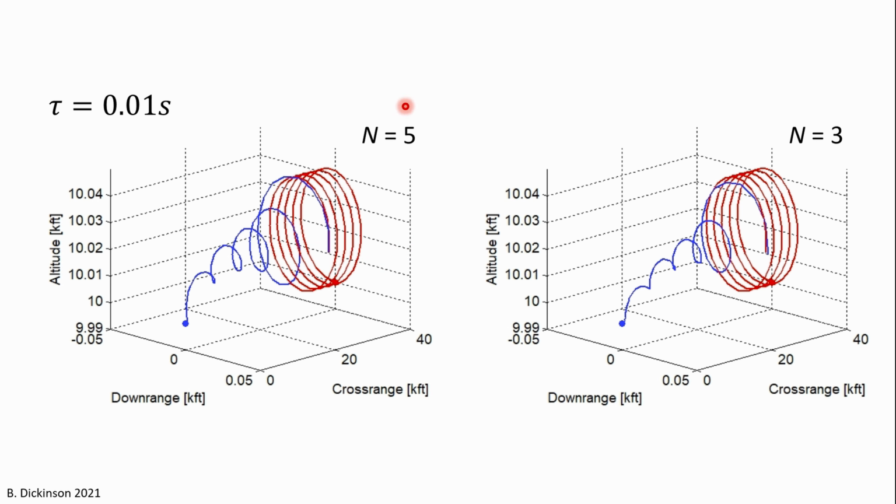Also, for N equals 5, the pursuer spiraling in response to the target spiraling is more pronounced. Well, this is consistent with our expectations. In 2D analysis, we saw that the larger navigation gain gave larger accelerations early on in order to close the miss distance.